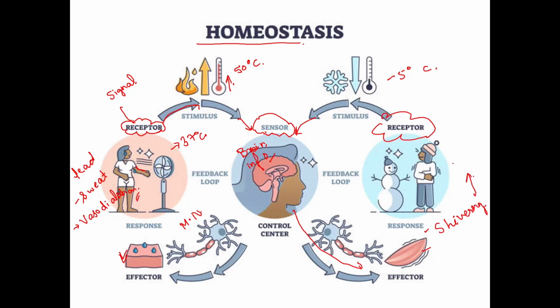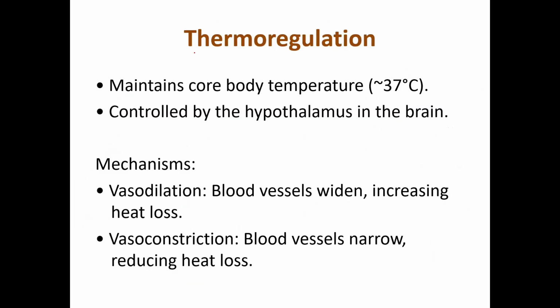Shivering leads to generation of heat. Also it causes vasoconstriction. Now let's understand in depth the meaning of vasodilation and vasoconstriction. So let's discuss the term thermoregulation. As the word suggests, thermo means temperature, regulation means how we regulate it. So maintain the core body temperature, which is 37 degrees Celsius, controlled by the hypothalamus.